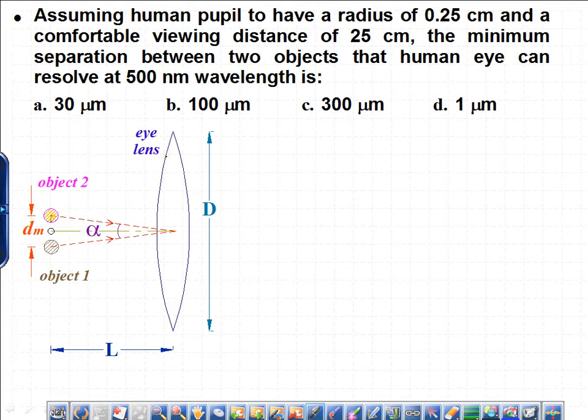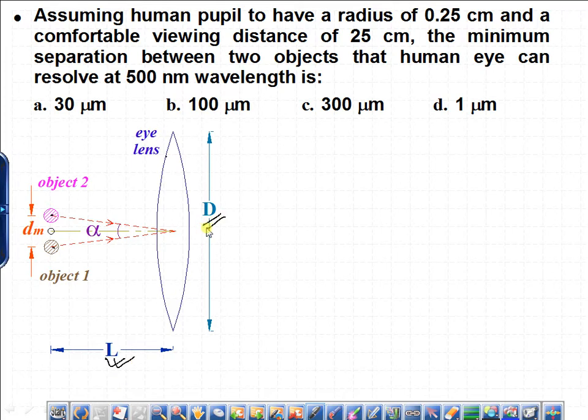Let the angle subtended by these two point-like objects at the eye lens be alpha. Alpha is known as the angular separation between the objects for which they can be just resolved, or seen separate, by the human eye. The linear distance between these two objects is denoted as dm, and the objects are kept at distance L, which is the least distance of distinct vision, 25 centimeter.